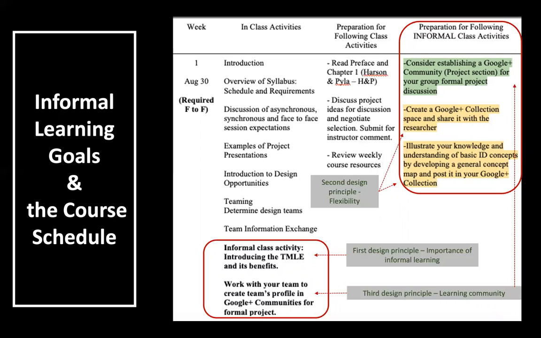The green highlighted informal learning activities supported formal learning, while the yellow highlighted activities supported students' professional development. As you can see in this slide, some informal learning activities were intended for the online learning community and some were face-to-face during the class time. The red arrows explain how some of the design principles were used to design the learning activities.